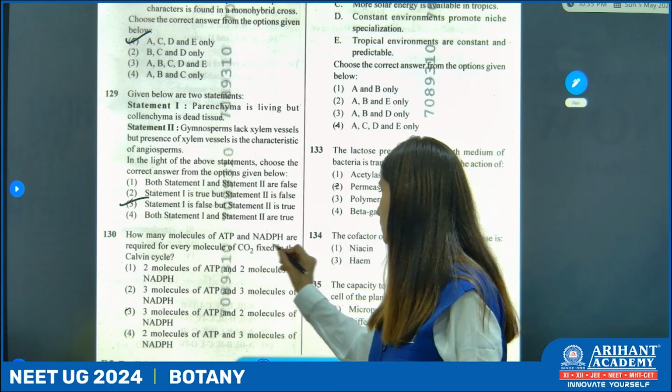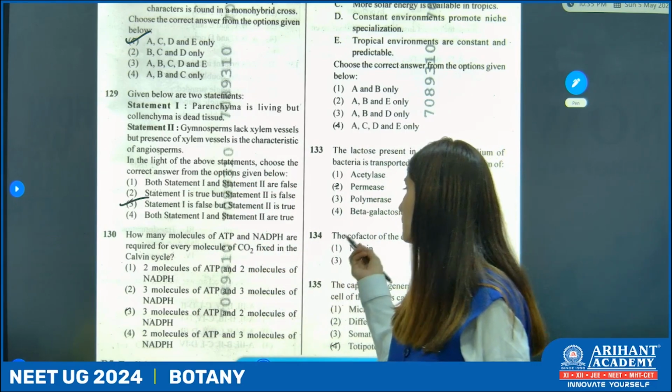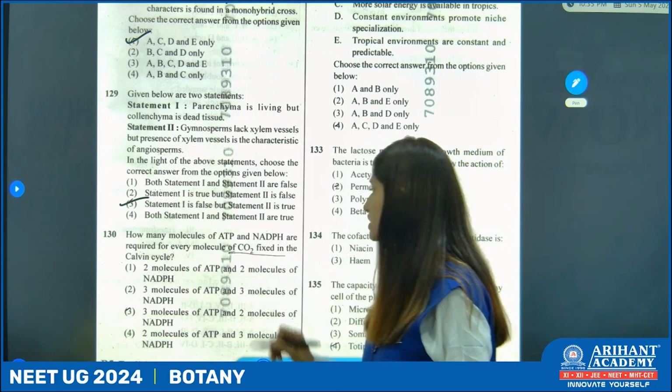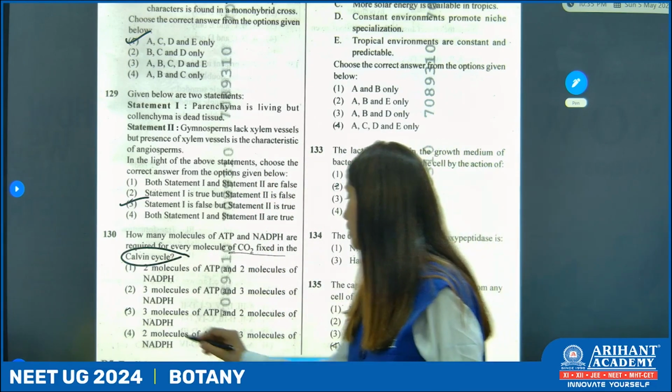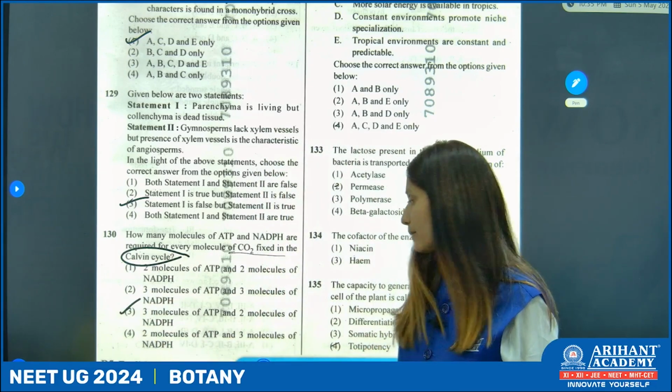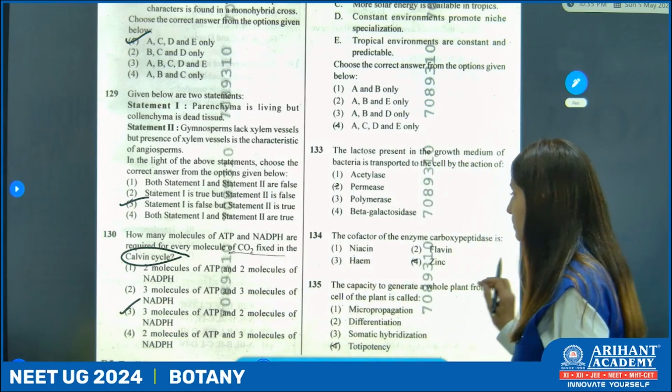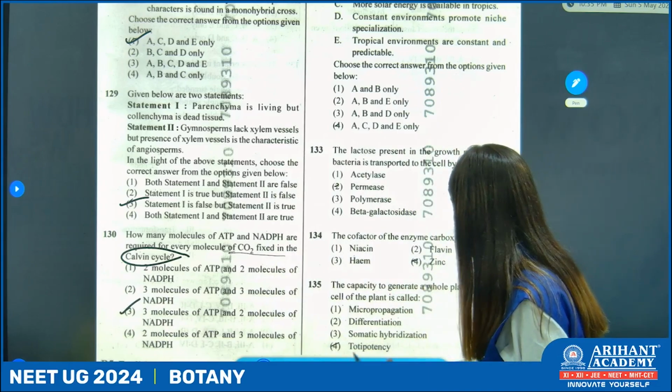How many molecules of ATP and NADPH are required for every molecule of CO2 fixed in the Calvin cycle? So, answer for this would be 3 molecules of ATP and 2 molecules of NADPH. Okay, next one.